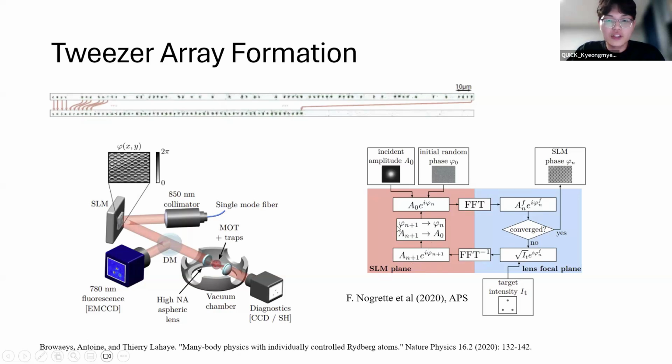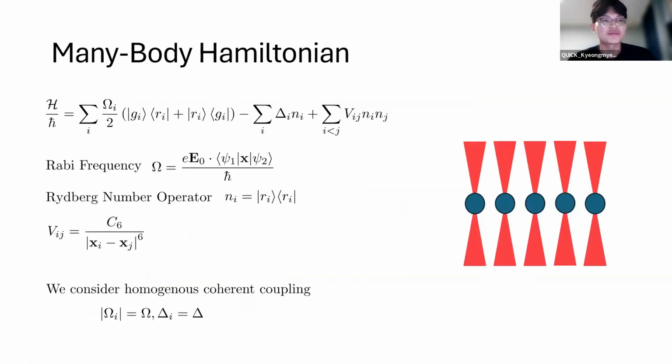You update the phase, and you replace the amplitude with the initial amplitude while keeping the updated phase. And you do this iteration until you get the desired intensity. And you can make any arbitrary arrays of your requirement.